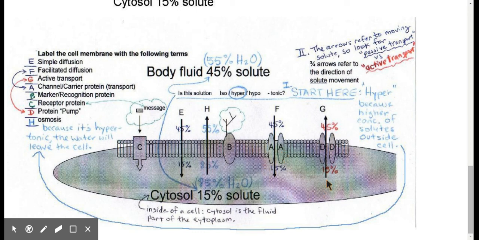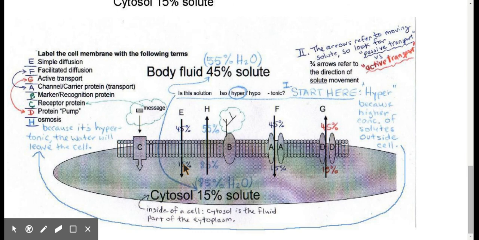This one over here is moving the wrong direction. That's why it's in red. It's going from 15% solute to 45% solute, and that requires active transport. So active transport requires a pump, and so this D must be a pump. So if you look at G, G is active transport, and G must go with a pump. So those are all the arrows on here.